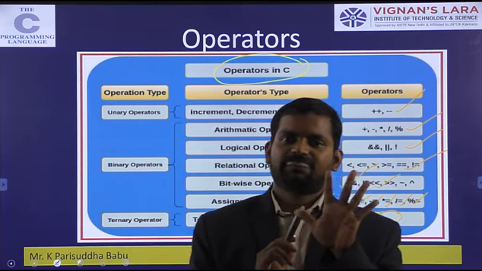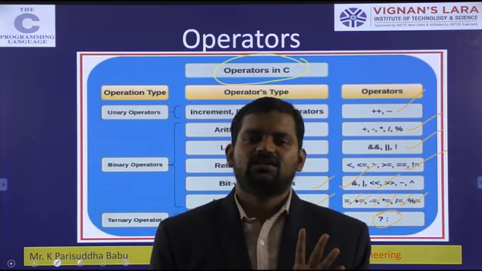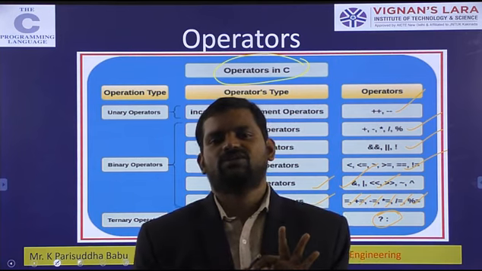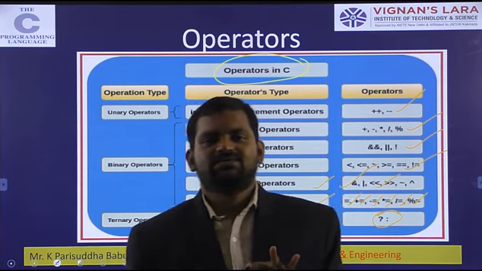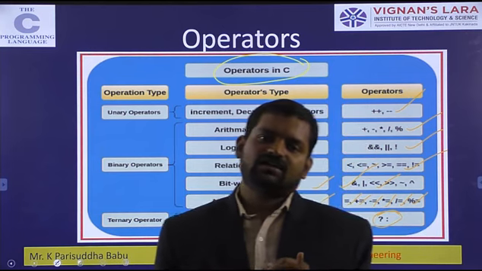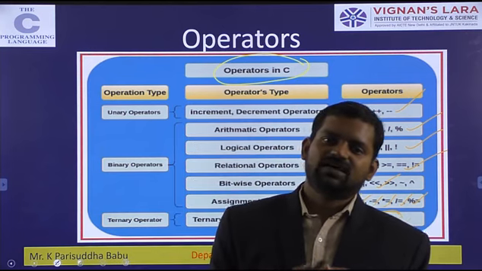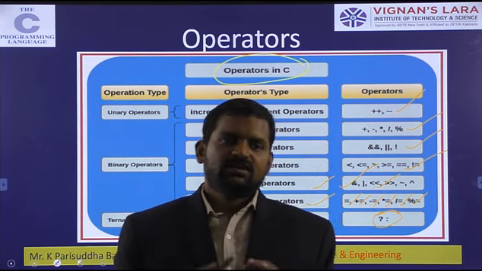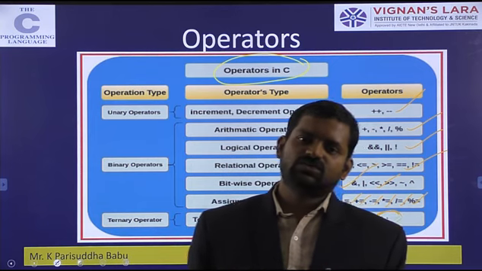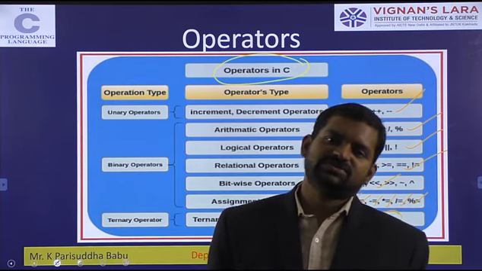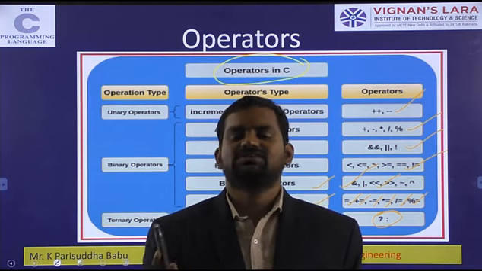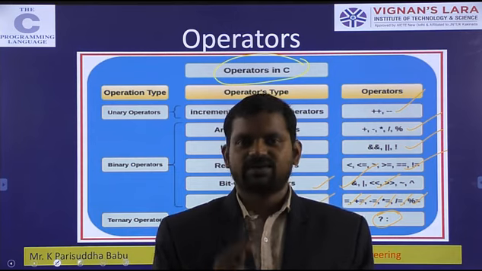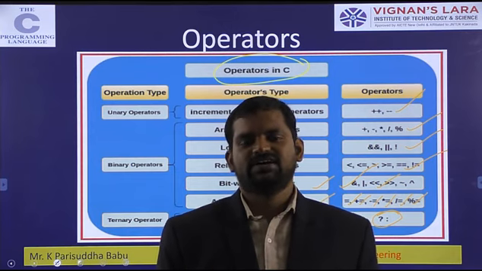C is the conditional operator or ternary operator. L for logical operator. A for assignment operator. R for relational operator. A for arithmetic operators. B for bitwise operators. U for unary operator. S for special operators. CLARABUS is the simple notation for remembering the operators in the C language.